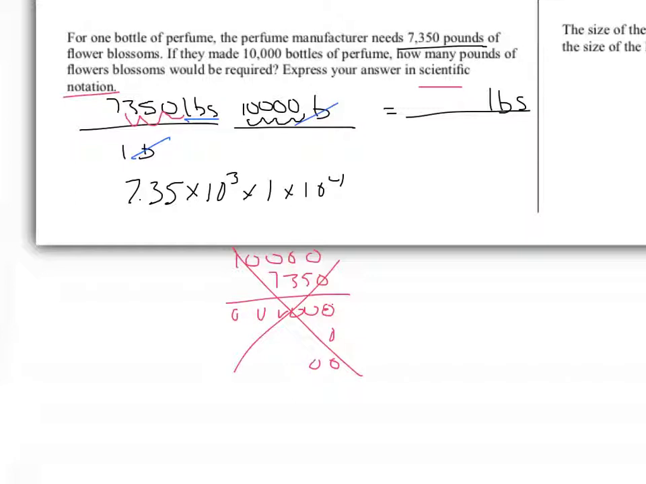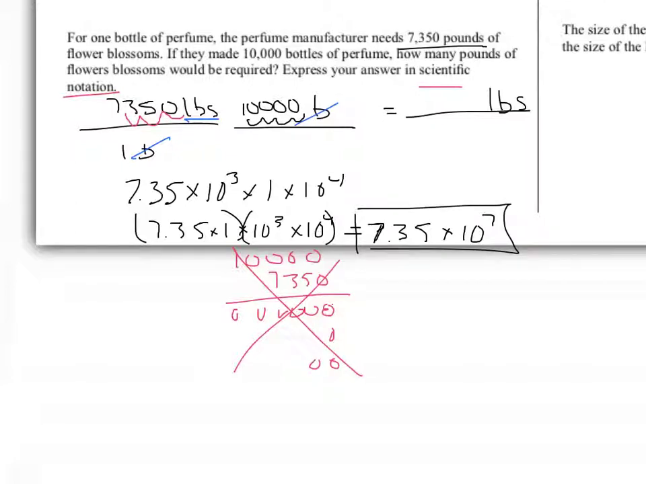Now all I really need to do is shift this around. 7.35 times 1 times 10 to the 3rd times 10 to the 4th. This multiplication gives me 7.35. This multiplication gives me 10 to the 3 plus 4, so we get times 10 to the 7th. It's already in proper scientific notation, so we're good to go.